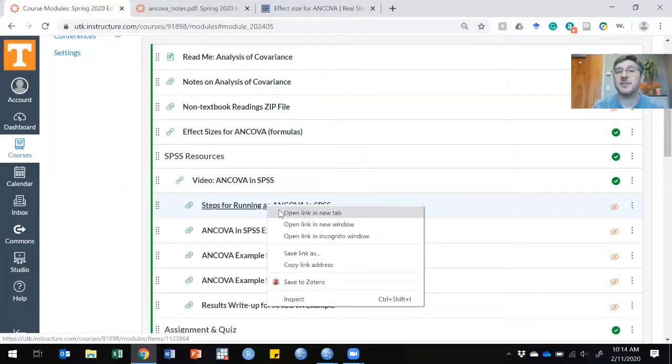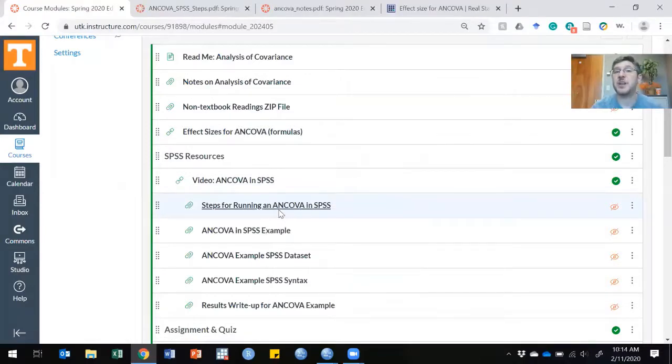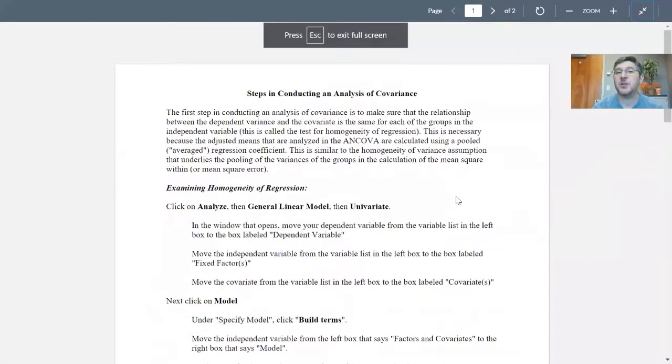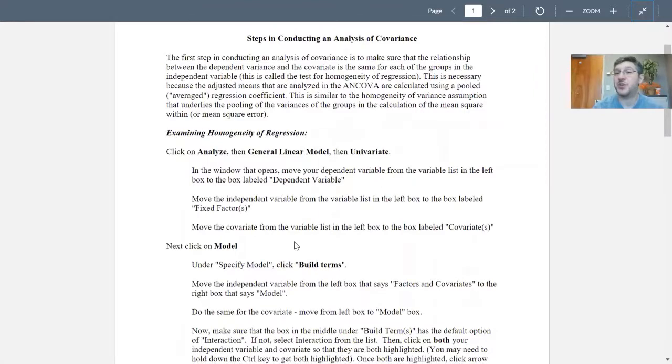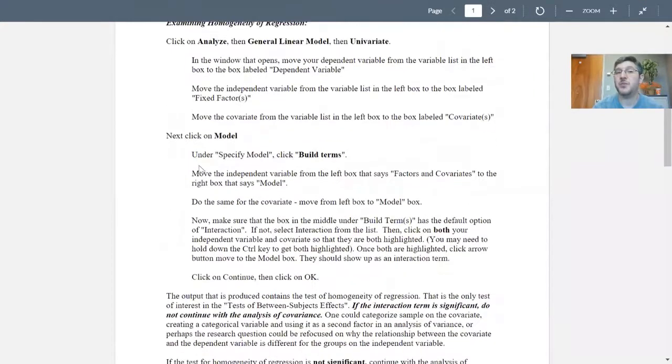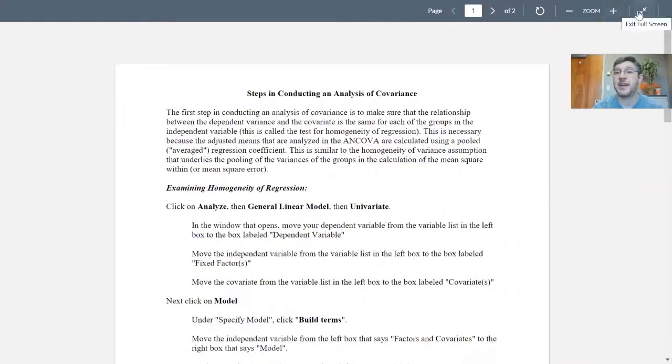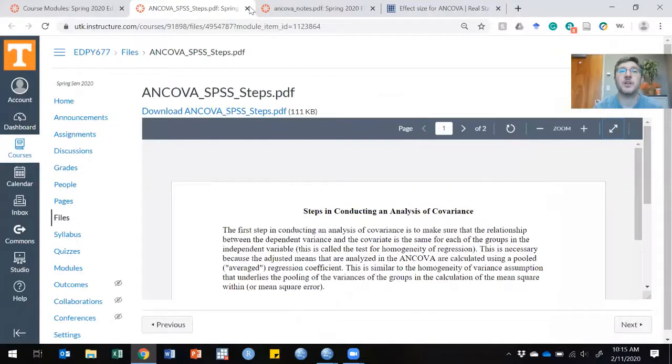Here are the different steps for running analysis of covariance in SPSS. You can follow along, examine the homogeneity of regression assumption. You click on Analyze, General Linear Model, Univariate, and it walks you through what the different steps are that you would do. So that's a good guide to keep handy when you're practicing through the example and working on the homework.